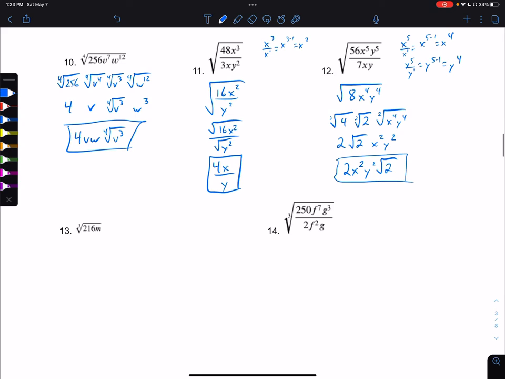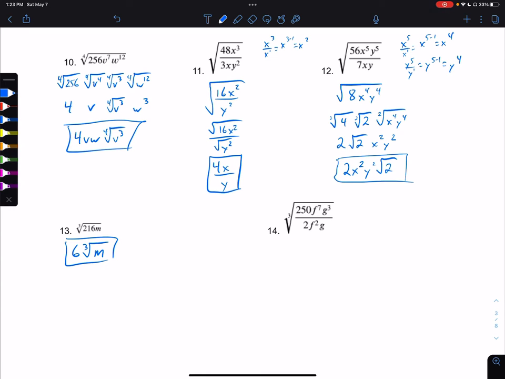13, probably the easiest one here. 216 is a perfect cube. Cube root of 216 is 6. The m can't be simplified. That's our answer. All right, don't overthink it. Sometimes they are as simple and as easy as they look.